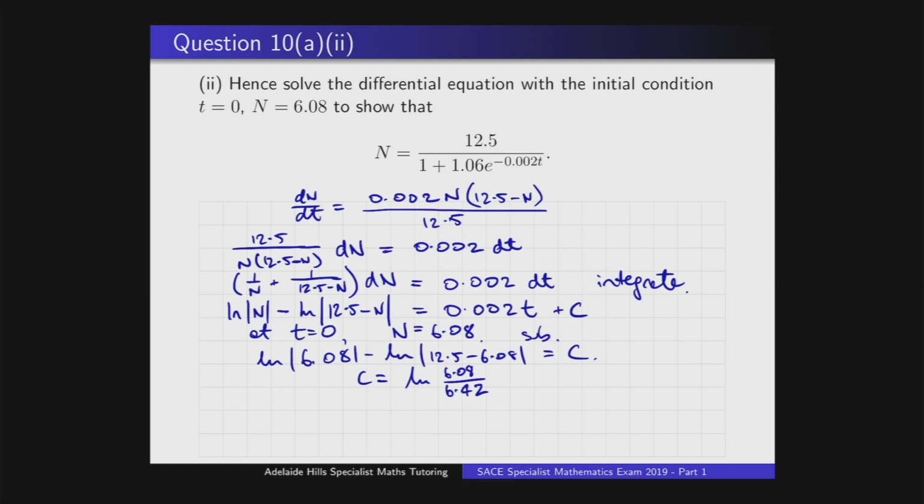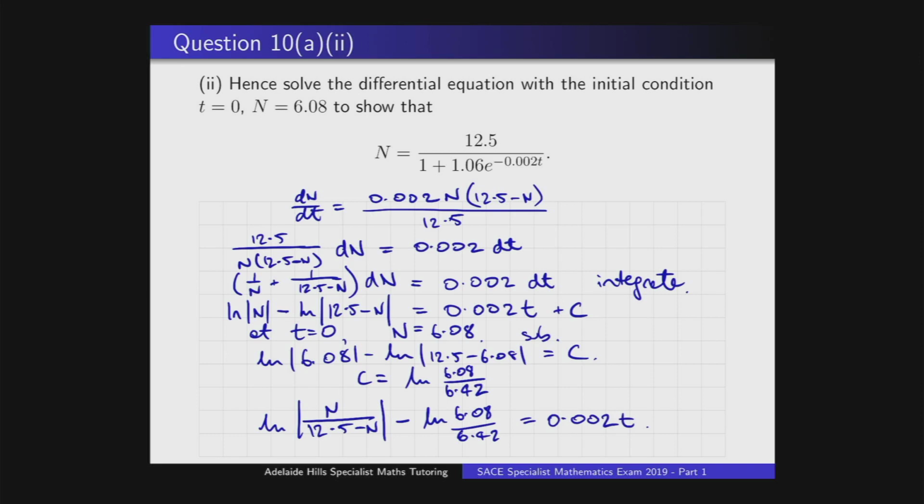Okay, so we've determined what c is, and so we can write our equation by putting the logs together. We've got ln absolute value of n divided by 12.5 minus n. Because we've got two logs that are subtracted, we can write them as a quotient. And then we move the c from the right hand side to the left hand side, we'll get minus ln, we don't need the absolute value sign, 6.08 over 6.42, and that equals 0.002t.